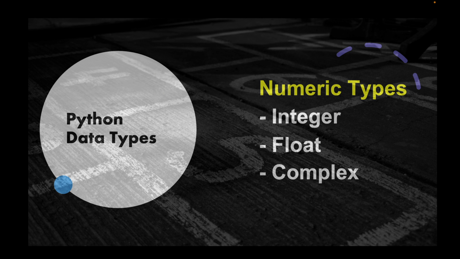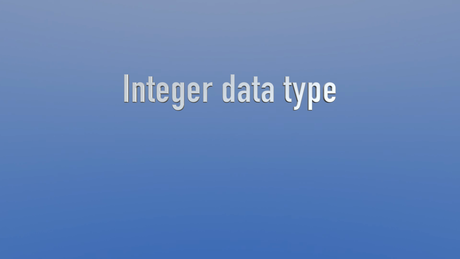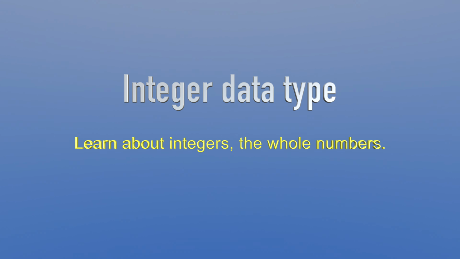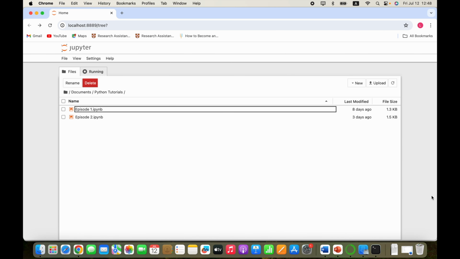The second is numeric data type. In numeric data type we have integer, float and complex. Integer data types understand the integers, the whole numbers in Python, and how they are used in basic arithmetic operations. Now let's go and see some examples in Jupyter Notebook.